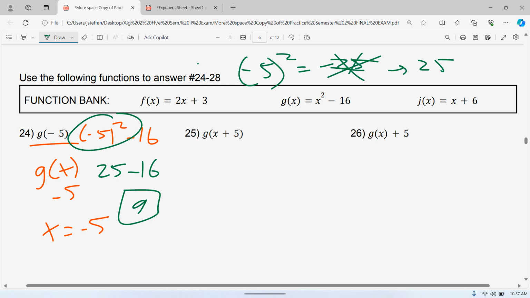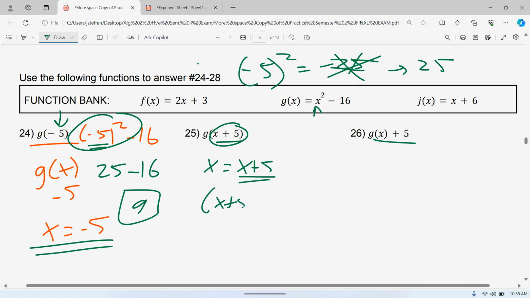Now this one, in parentheses, is x plus 5, and we're looking at the difference between being in parentheses and out of parentheses. If it's in parentheses, just like this one was -5, we plug in x plus 5 for that x. Last time we plugged in -5, now we're plugging in x plus 5. So it's x squared minus.